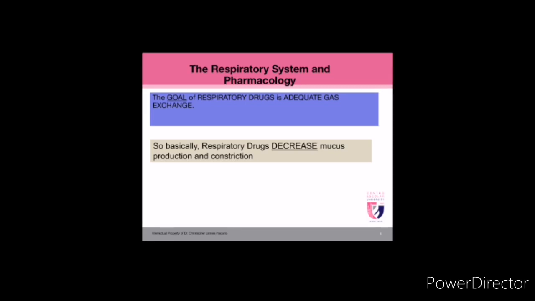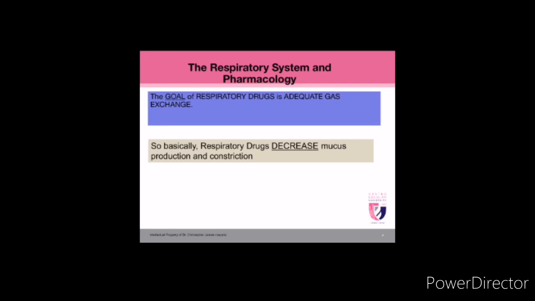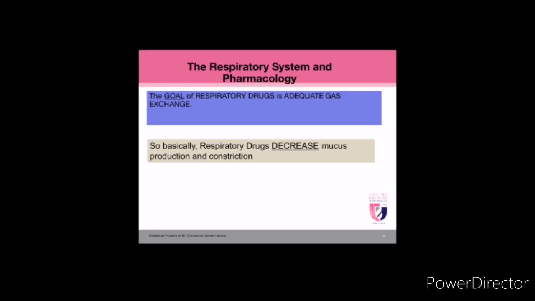Okay? So basically, the respiratory drugs decrease mucus production and constriction. So, ang nagiging problema kasi pag sa respiratory system is nagkakaroon siya ng overproduction of mucus, or pwedeng nagkakaroon ng constriction. For example, yung mga asthmatic, kaya nagkakaroon sila ng wheezing, yung parang high-pitched sound, yun, constriction yun. Or both. Pwedeng there is an overproduction of mucus and constriction. And so we'll talk about the drugs na nag-effect, whether it's constriction or mucus production.